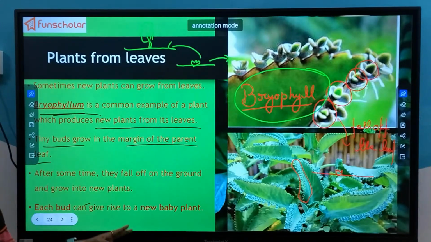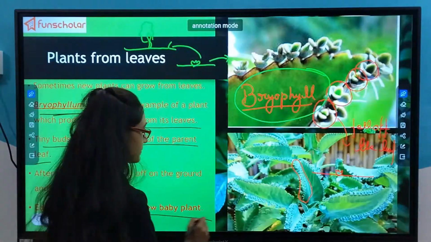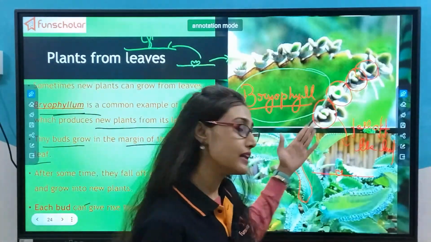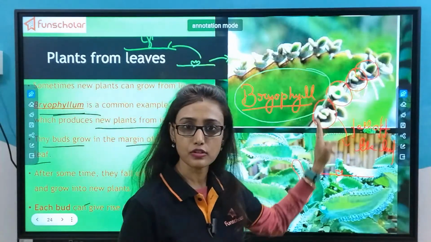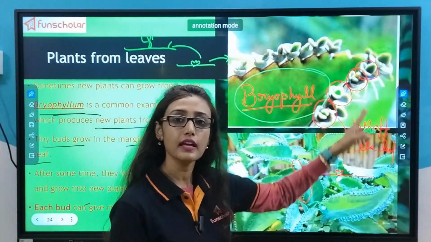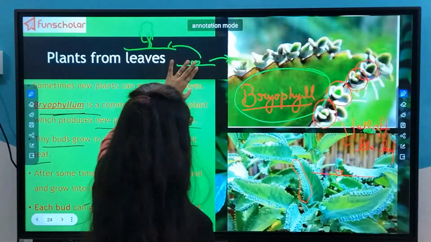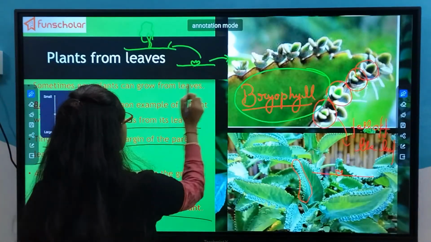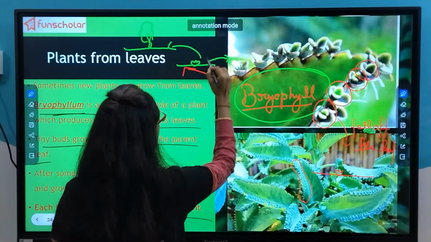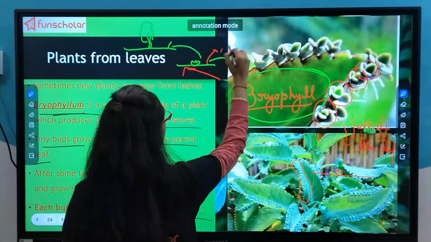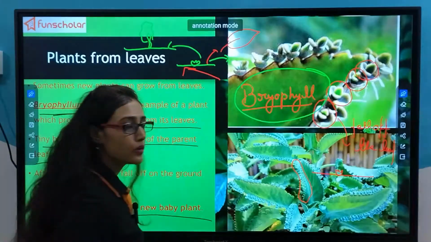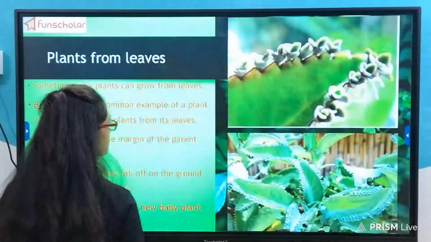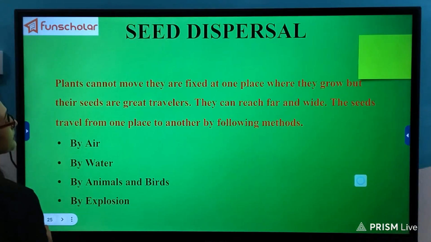Each bud can give rise to a new baby plant, but not all buds grow into plants. Again, why? Because they have to fulfill the necessary conditions. If this bud gets all the necessary conditions, it will grow into a new plant. Okay, I hope you have understood these things very clearly.